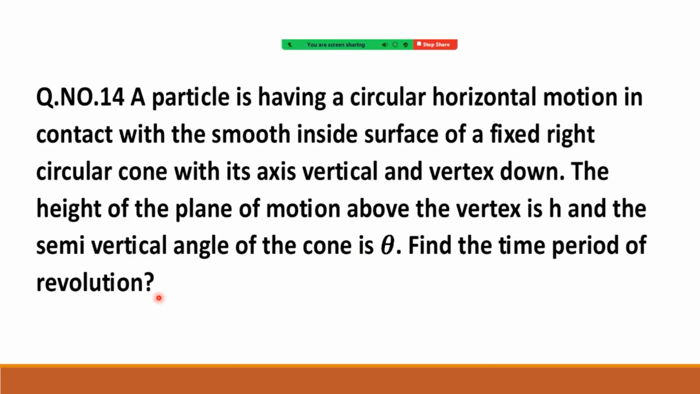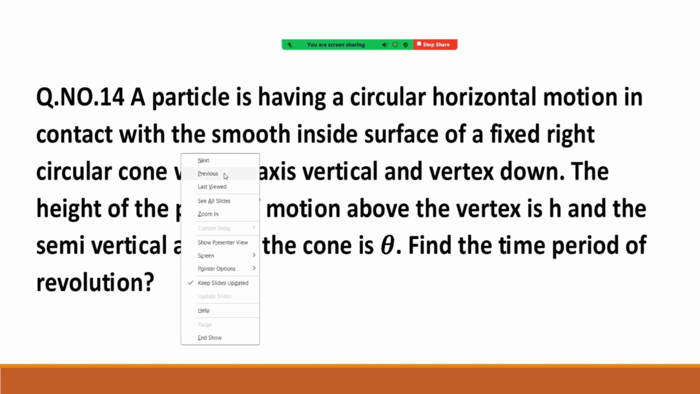First, understand what the question is. There is a cone. This particle follows a circular path inside the cone, and it is given that the vertex is down. You are given one more thing: the height of the plane of motion is h, and the semi-vertical angle is theta. First, let us make a diagram for the given data.